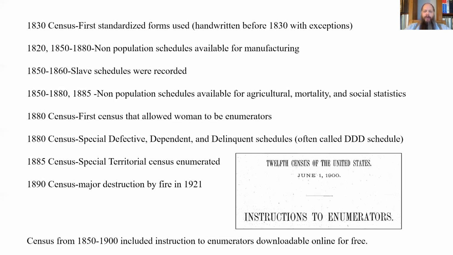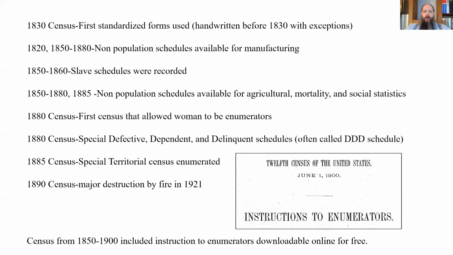Again, this ends with the end of the Civil War, and slave schedules are no longer a part of our Constitution. We have also a number of other non-population schedules between 1850 and 1880, with an additional one for 1885 covering some of our territories that dealt with agriculture. This is farming, mortality, which related to death, and finally social statistics, which gave information about the area where our ancestors lived. There was also a time period in 1880 where the very first women were allowed to be enumerators.